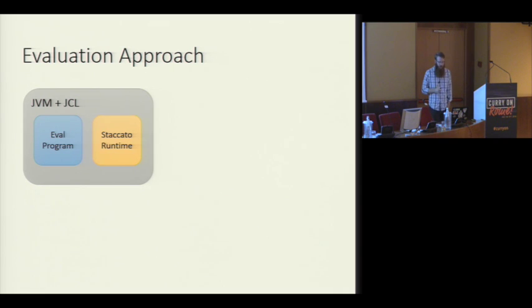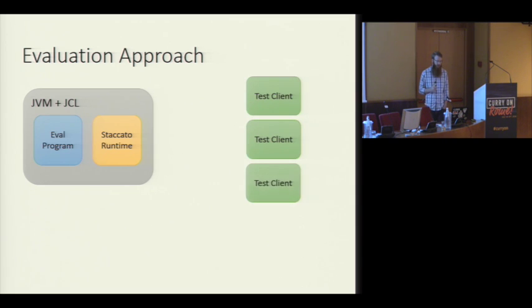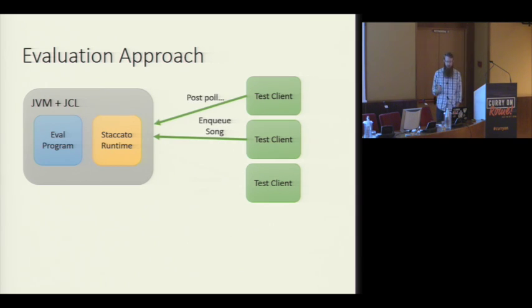To evaluate Staccato, we annotated and ran the evaluated program on the JVM with the Staccato runtime library, and then ran several test clients in other separate JVMs. These test clients executed functional tests developed by us that exercise the core functionality of the software under test. These actions involve posting polls and queuing some song or messaging some other user on the service.